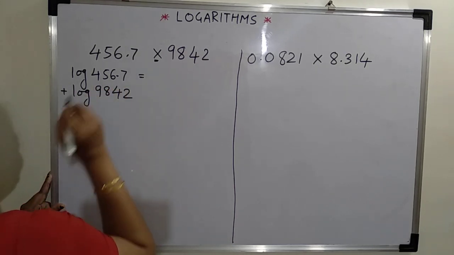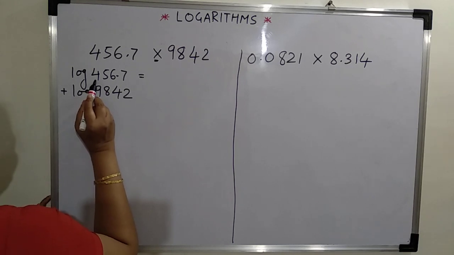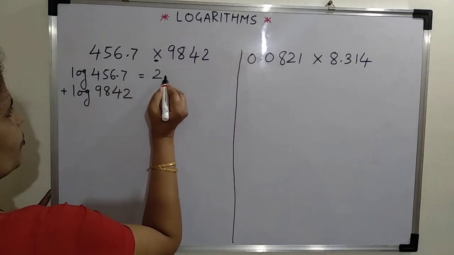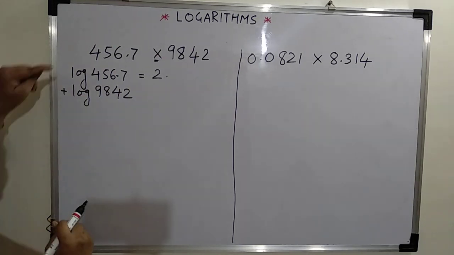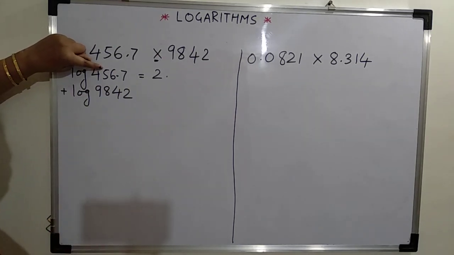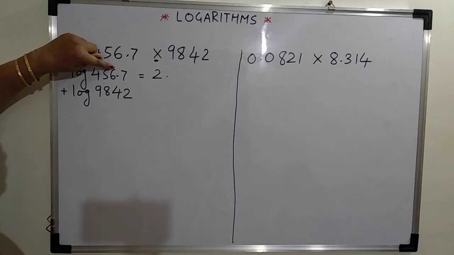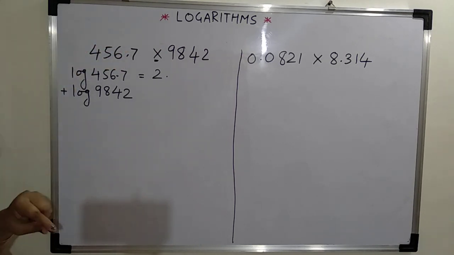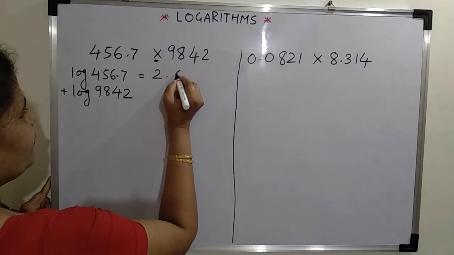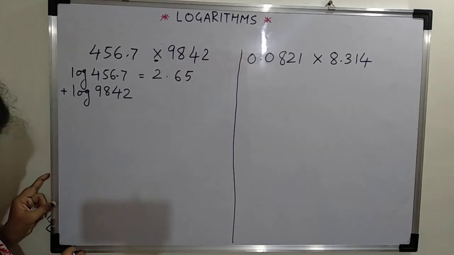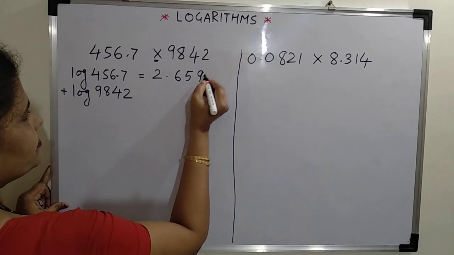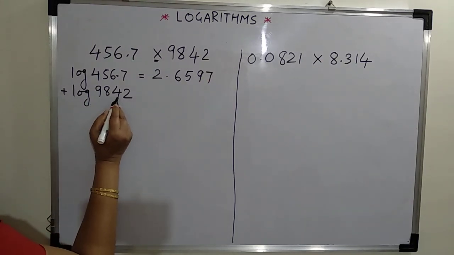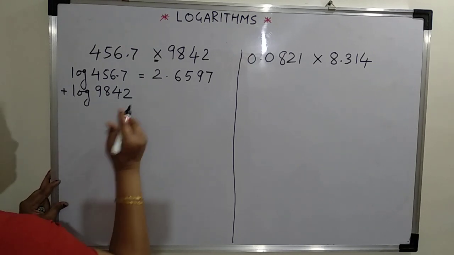How will I calculate the characteristic here? 1, 2, 3 minus 1. So it will be 2 point. Under 45, I will see 6. And I will add to that value a mean difference which is under 7. So this value is 6597.